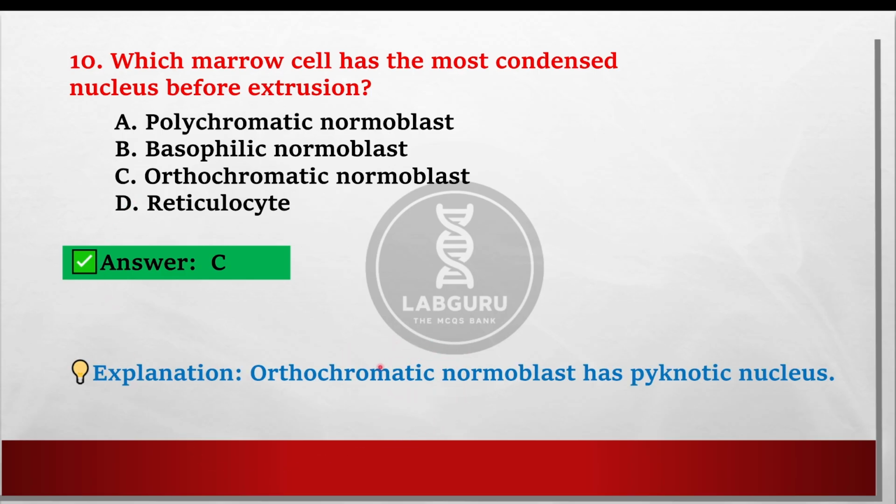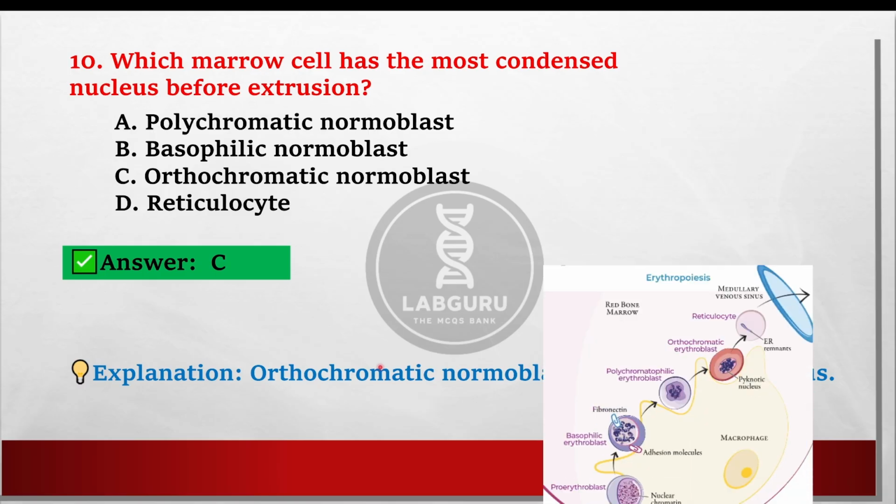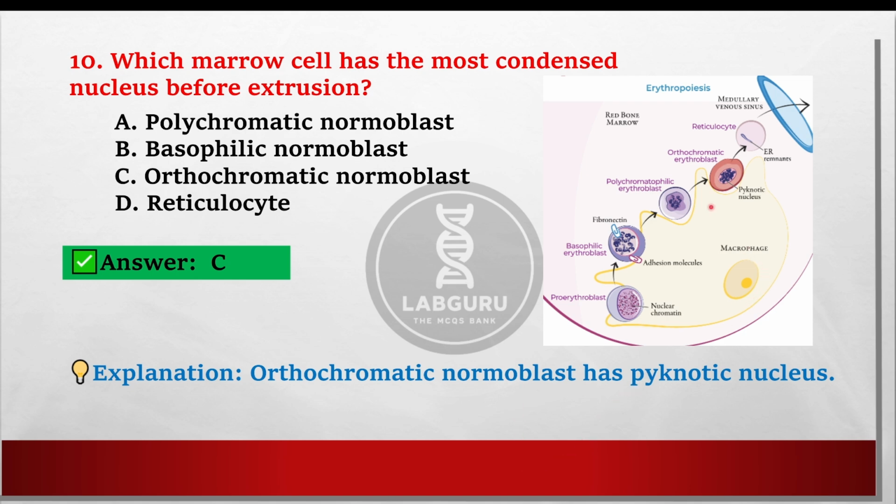Orthochromatic normoblast has a pyknotic nucleus, a very condensed nucleus. You can see in the picture here, see the nucleus is very condensed. So it's also called pyknotic nucleus.